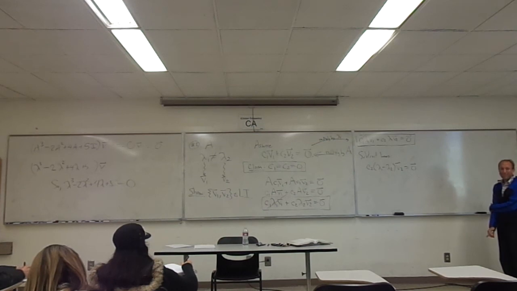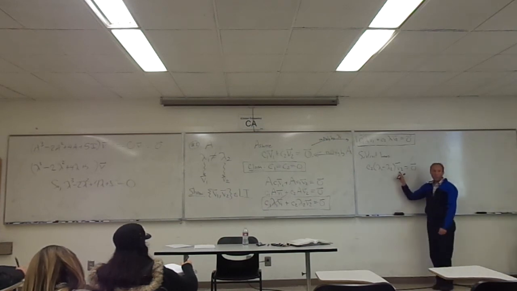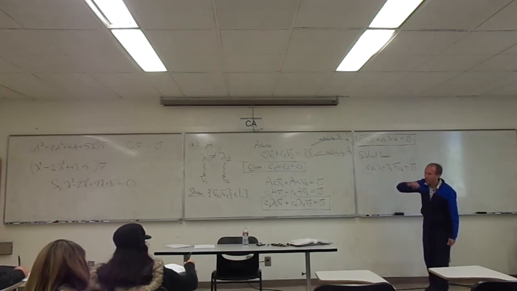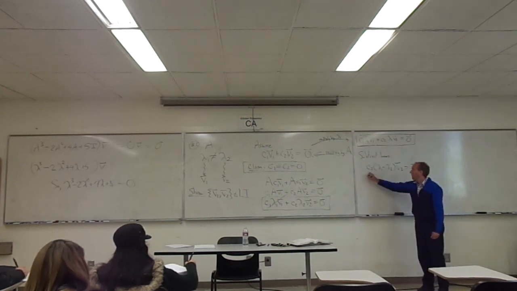Seeing where we're going with this? Is V2 0? No, because it's an eigenvector. It can't be 0. Is lambda 1 minus lambda 2 equal to 0? No, because lambda 1 does not equal lambda 2. So what do you conclude? C2 has to be the thing that is 0.